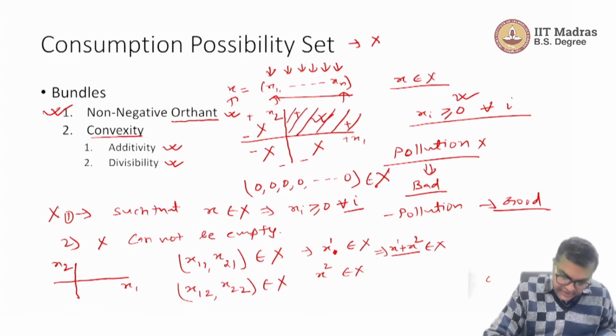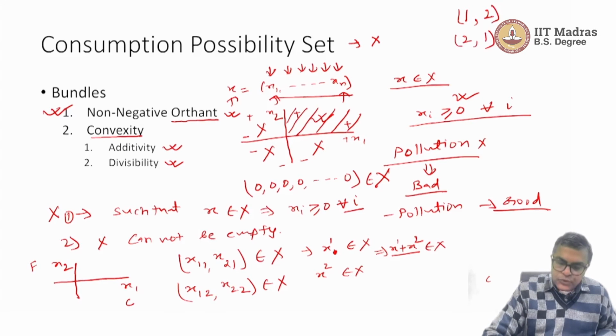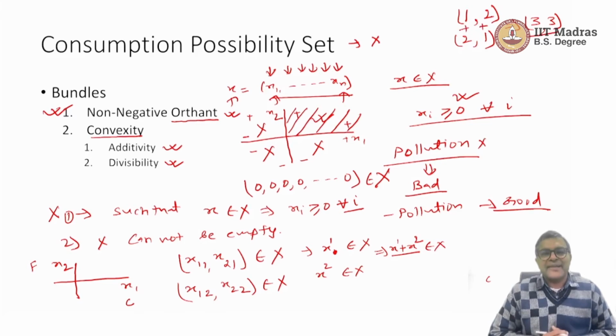Basically what you are saying, let us say good one is your cloth and good two is food. If you are able to think of one unit of cloth and 2 units of food, and 2 units of cloth and 1 unit of food, then you must be able to think about 3 units of food and 3 units of cloth by adding these two, vector addition. So, it is a very simple innocuous assumption, it does not create any problem.